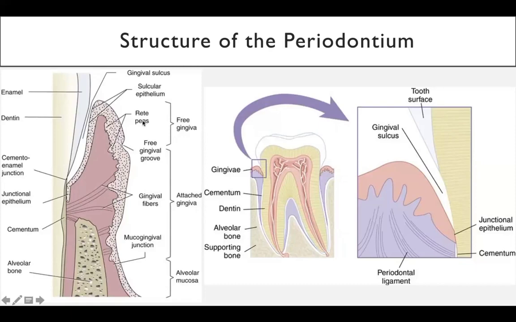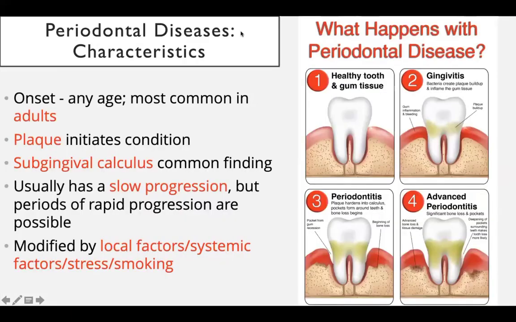So now we see what the characteristics of periodontal diseases are. Onset can be at any age, at any stage, but most common is in adults. We have seen this is one of the most common diseases of adults.